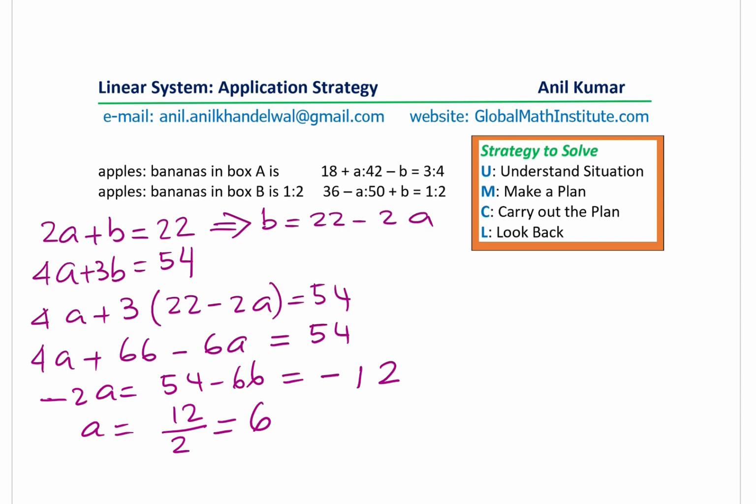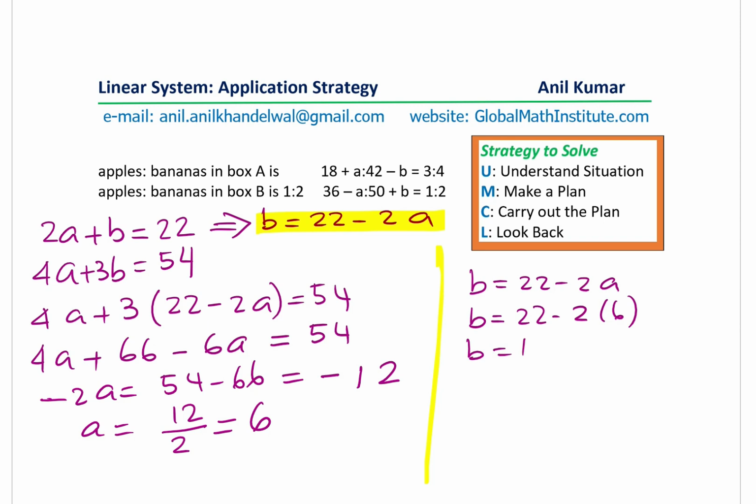Now once we have the value of a as 6, we can find what b is, correct? Right from this equation. So let's rewrite b as equal to 22 minus 2a. And so b is 22 minus 2 times 6. So b is 22 minus 12, which is 10. So we get the value of a as 6 and the value of b as 10. Is it clear to you? So we have carried out a plan and we got our answer.